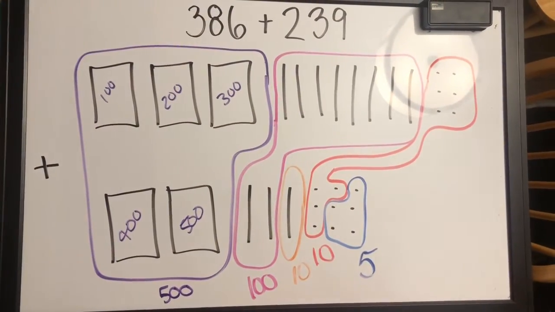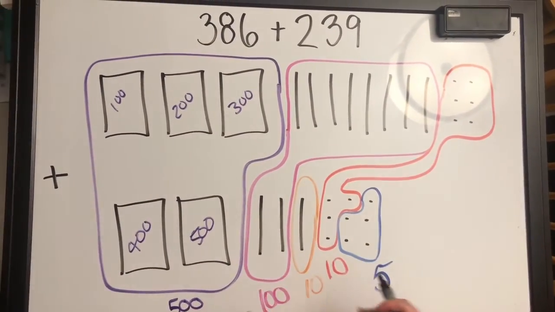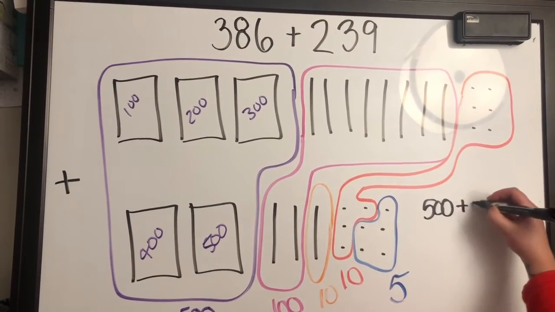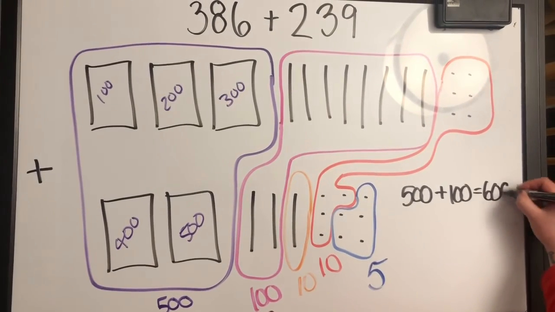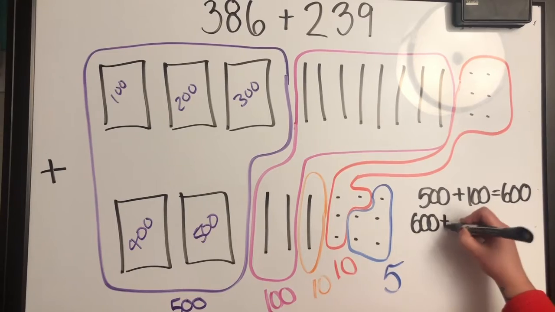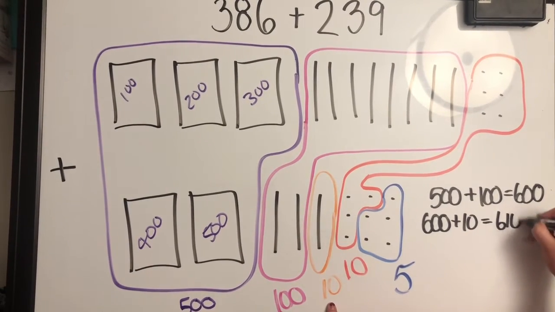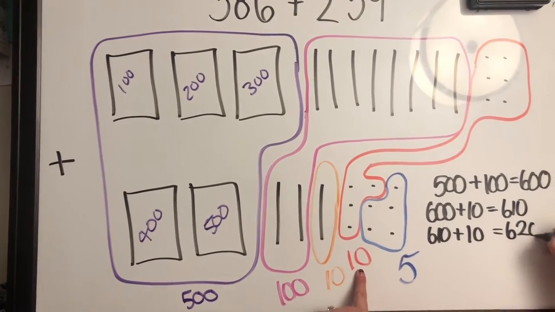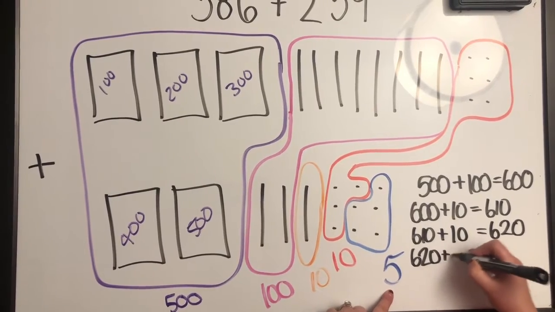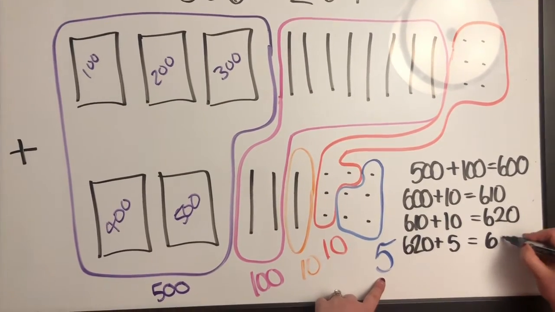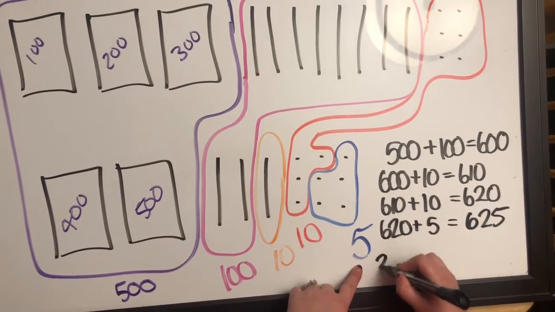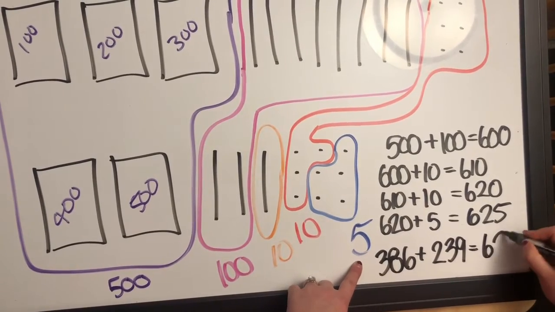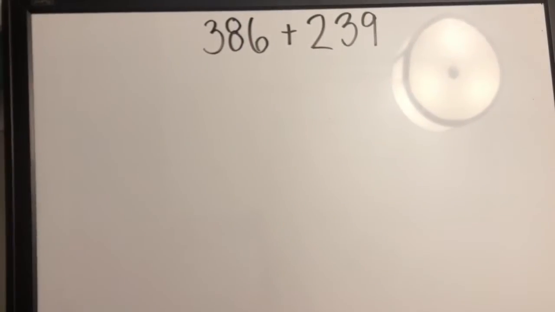Okay, so I'm moving on to my symbolic representation. So I'm using what I have right now. I have a group of 500, so I'm going to take my 500, add another 100 onto that, which is going to give me 600. So 600 plus another 10 from here, it's going to be 610. 610, adding on another 10, it's going to give me 620. And then 620, adding on another 5, is going to give me 625, meaning that 386 plus 239 is going to give me 625.